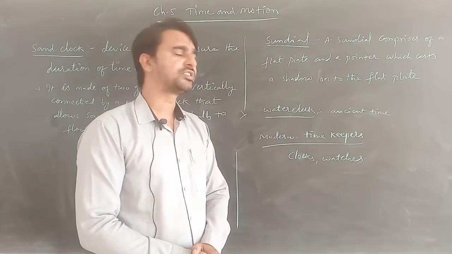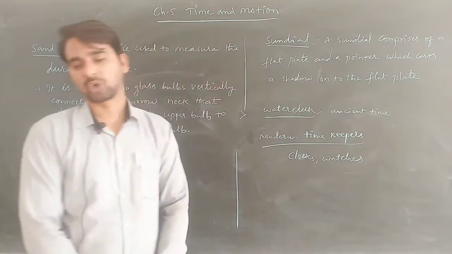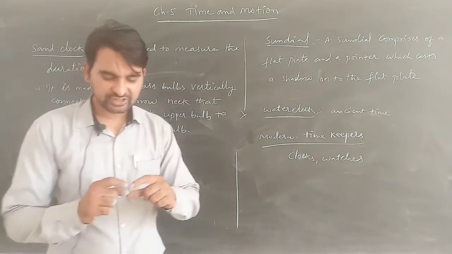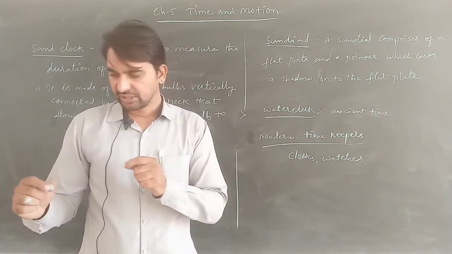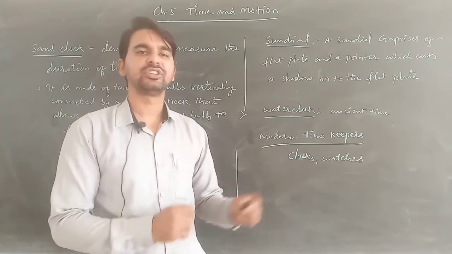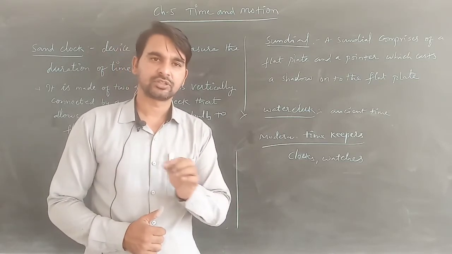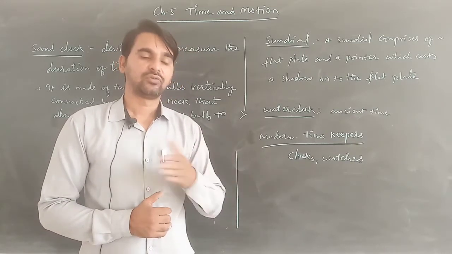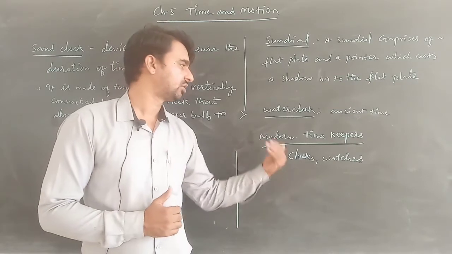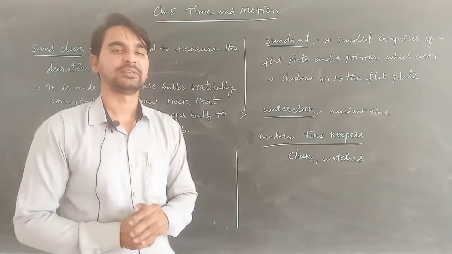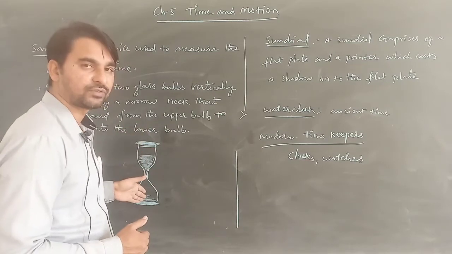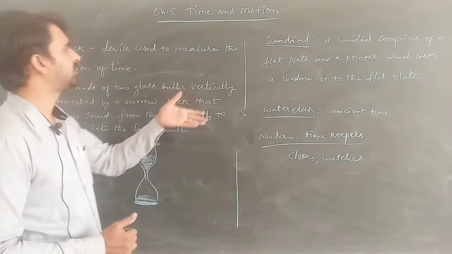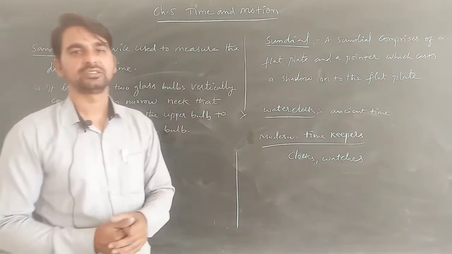One more device used in ancient times was the water clock. What actually is this water clock? It is also a timekeeping device which consists of a vessel, in which time is measured with the flow of water. Slowly, drop by drop, the water flows into the vessel. That flow of water helps in measuring time. Similarly, like our sand clock where the sand flows, here the water flows. So these are the ancient devices people used to measure time.